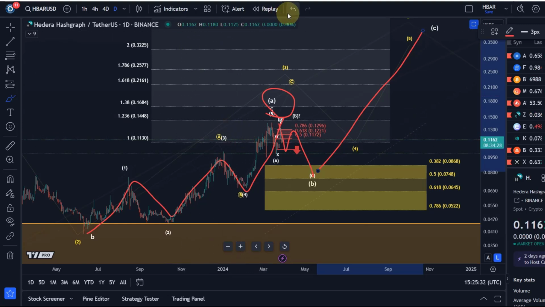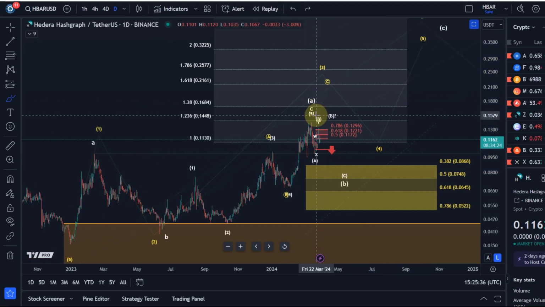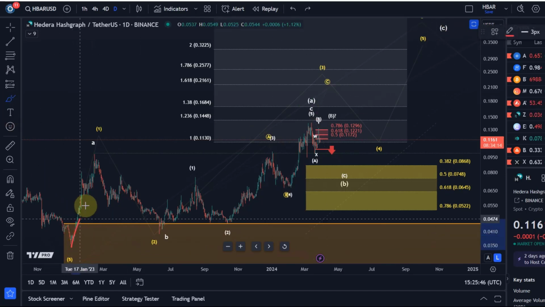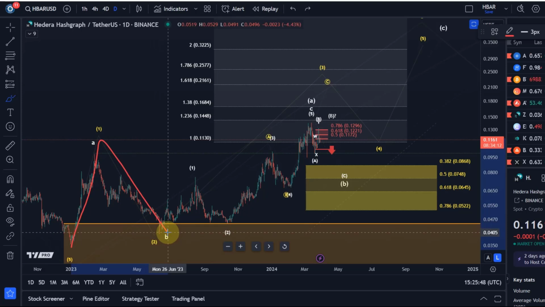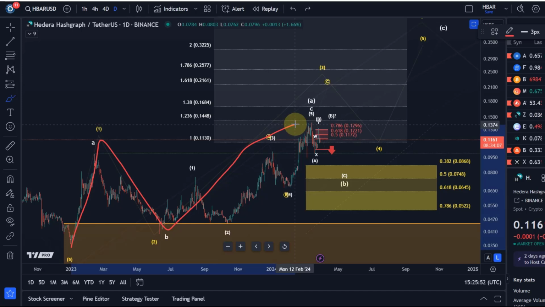In the yellow count, it's a slightly different structure, but the price seems to be respecting a little bit more at the moment the white count. In yellow, we have a different structure, and it would be a larger diagonal pattern in which we had a wave 1, a wave 2. The wave 3, however, isn't finished yet. It should reach minimally 14.5 cents.